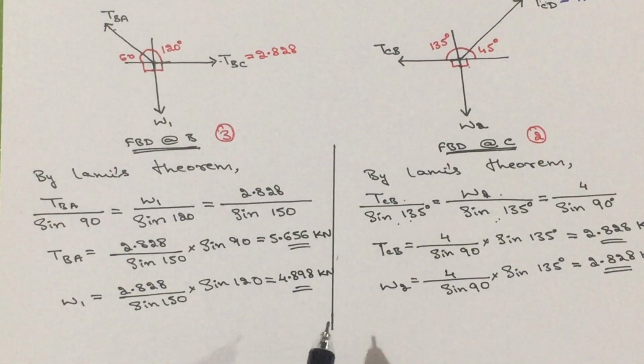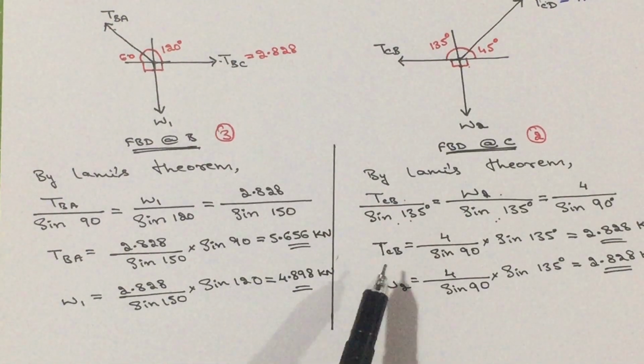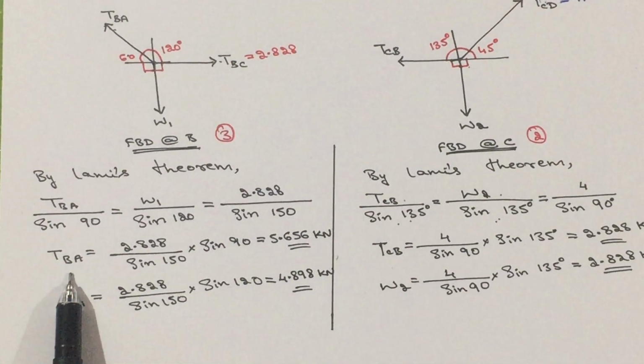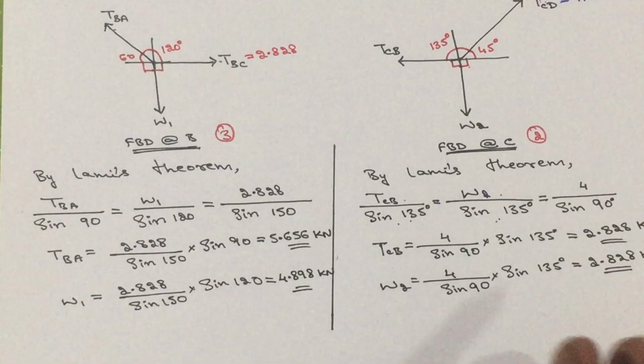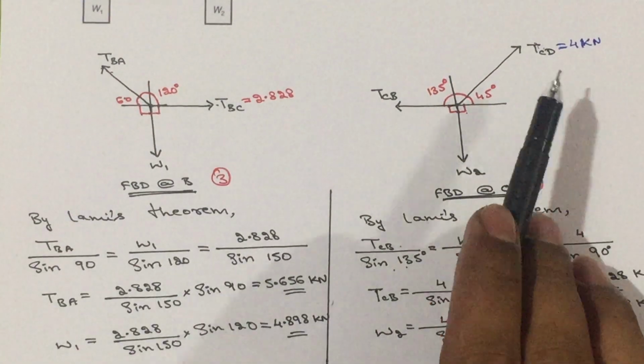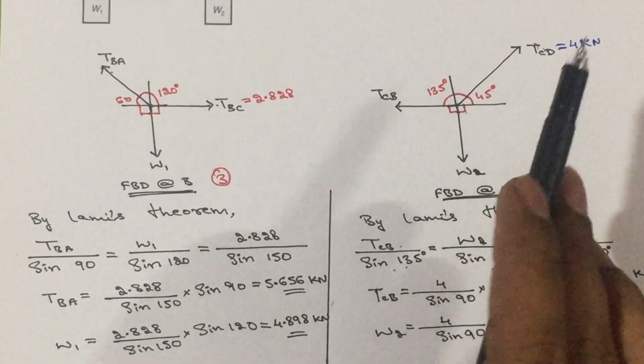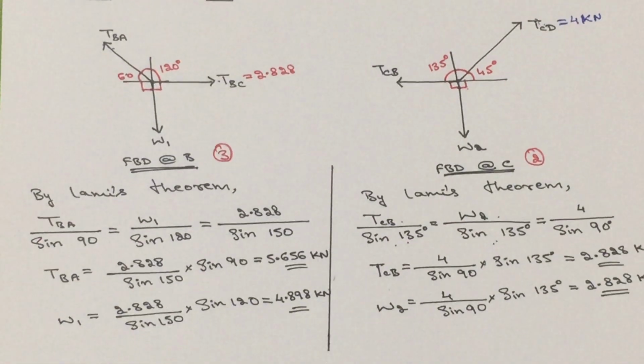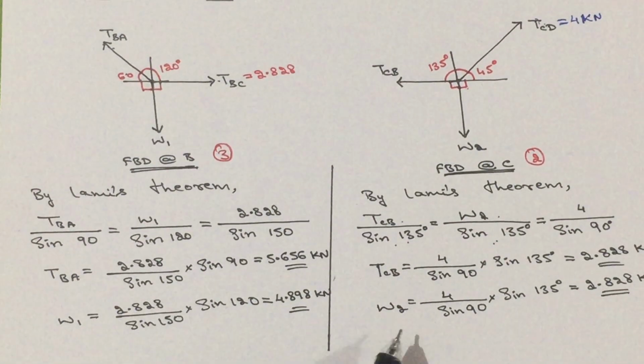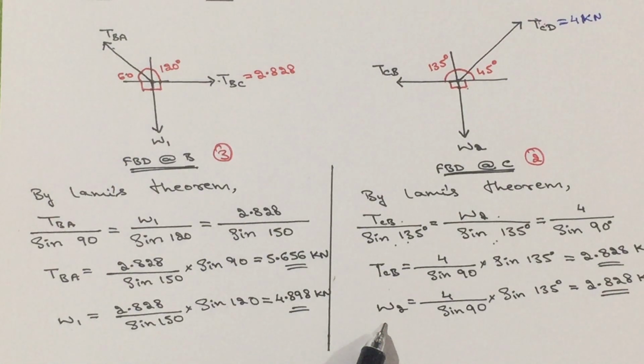So we got the value of TCB, then TBA, then from the problem itself we got TCD, so the tension in all the strings is done. Then we also calculated W1 and W2. So that is all for this problem. Thank you.